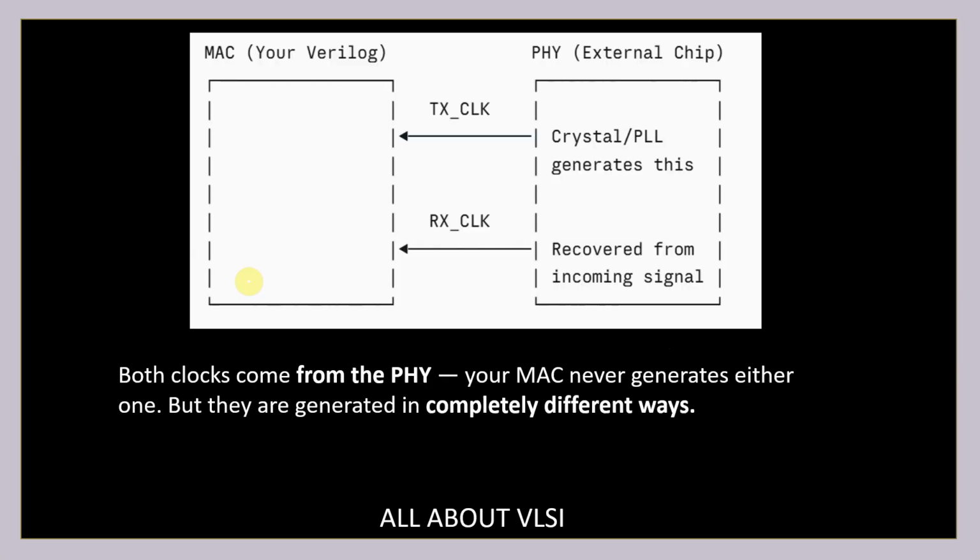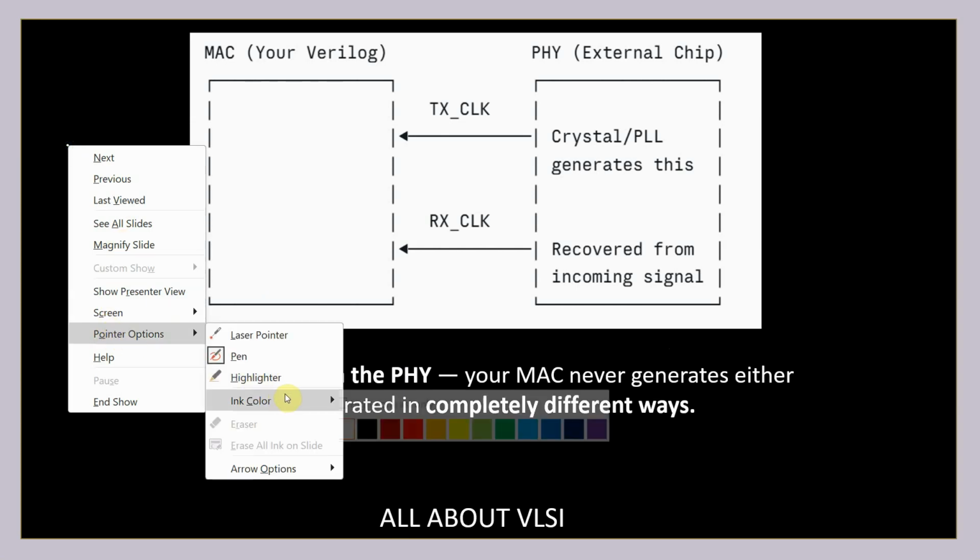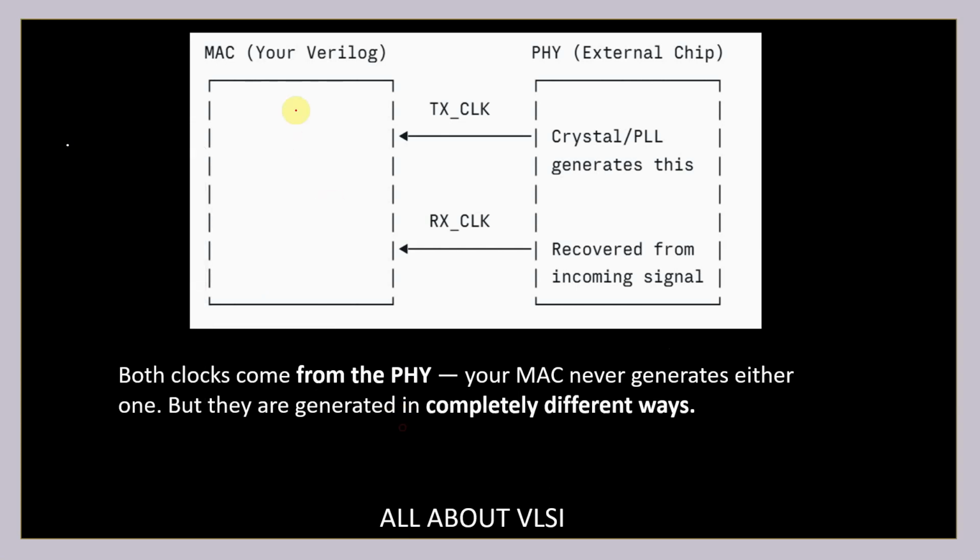And this is the detailed description where we have our code, which is nothing but a media MAC present over here. And over here we have a TX clock which is being given by our physical, and RX clock is also given by our physical, which is basically recovered from incoming signals, right?